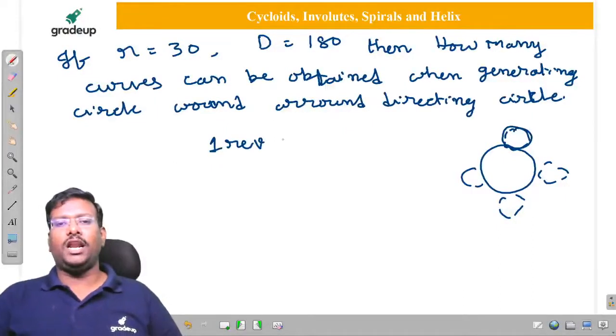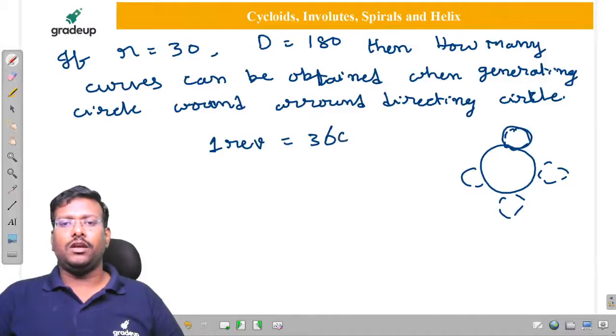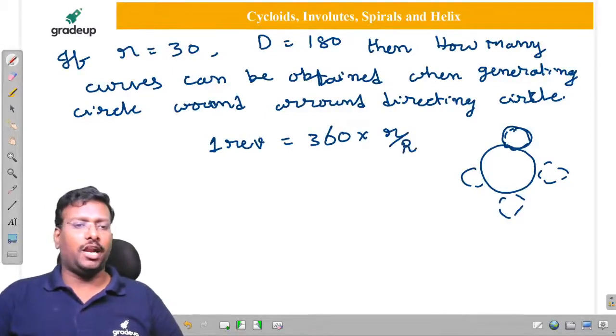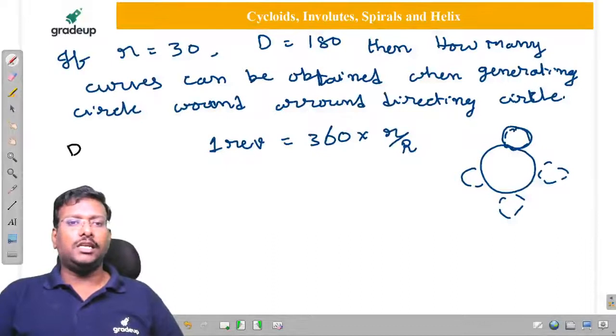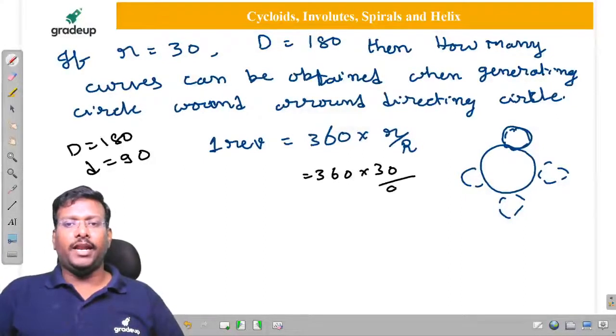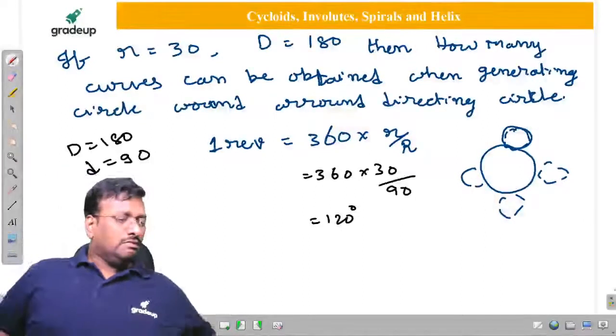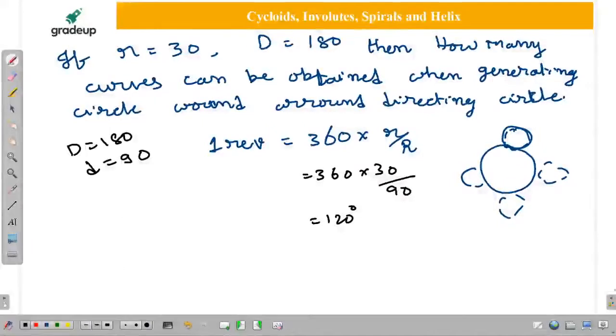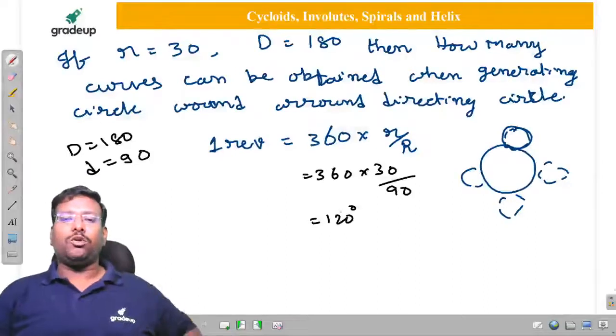answer is correct, Twinkle. One revolution, 360 into small r by capital R. Sir, here capital D is given as 180. Therefore, small d is equal to 90. That is equal to 360 into 30 by 90, which is equal to 120 degrees.